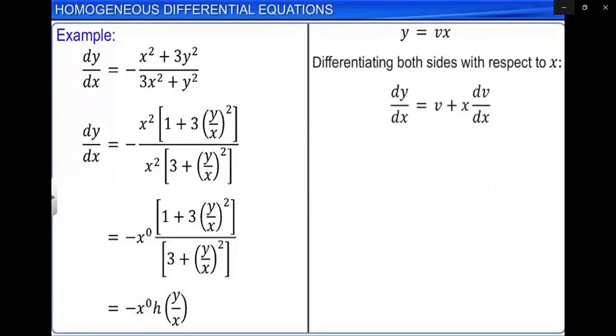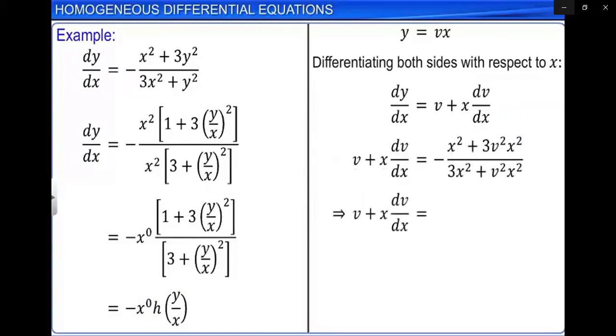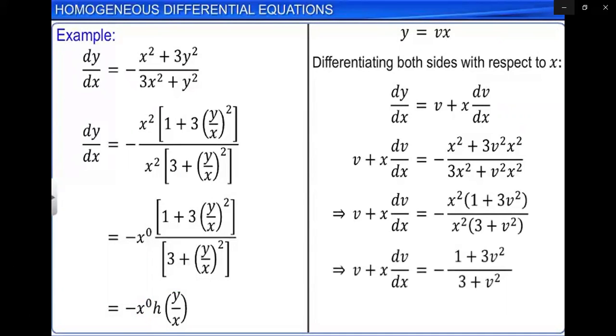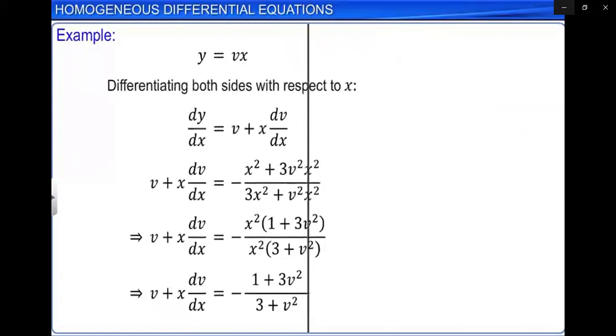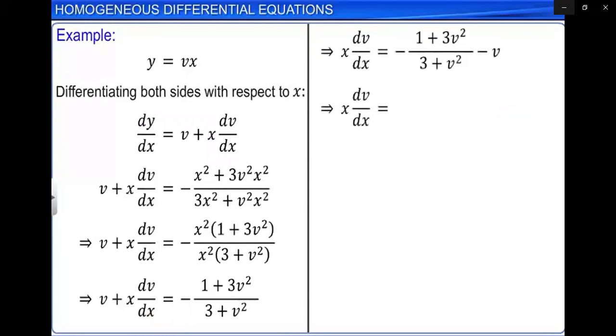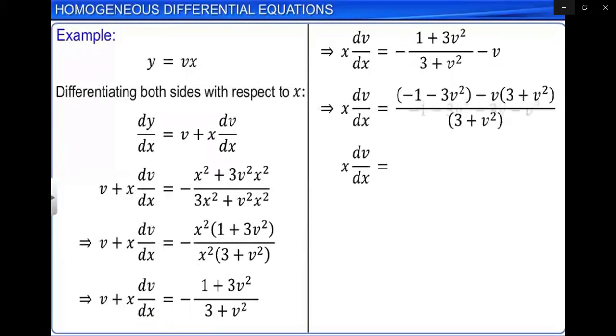Now differentiating this on both the sides, we will get dy by dx is equal to v plus x into dv by dx. Now substitute the value of v plus x dv by dx over here, and rearrange the equation by bringing the functions of v on the left hand side and the functions of x on the other side, as shown over here. Now, after performing the variable separable method, you can easily perform the integration part. So now separating the variables, you will get something like this.